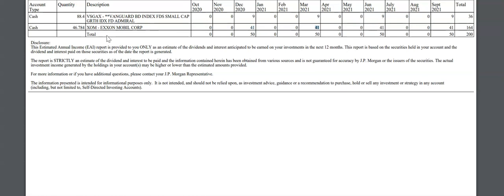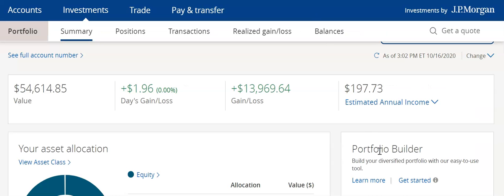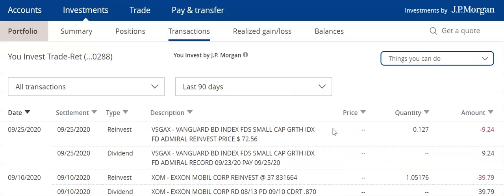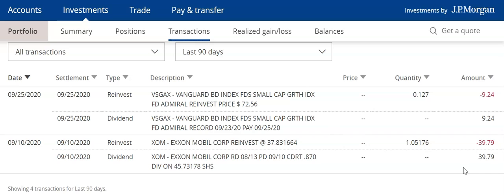So this was an estimate, and it says as much in the estimated annual income. This report is strictly an estimate of the dividend and interest to be paid. And sure enough, the estimate was higher than what the dividend turned out to be. So we go to transactions, and we see that the dividend was slightly less.